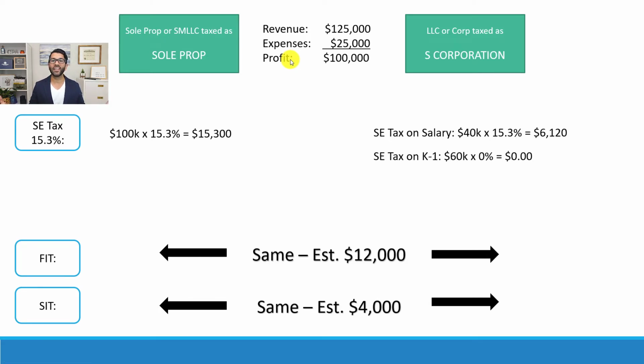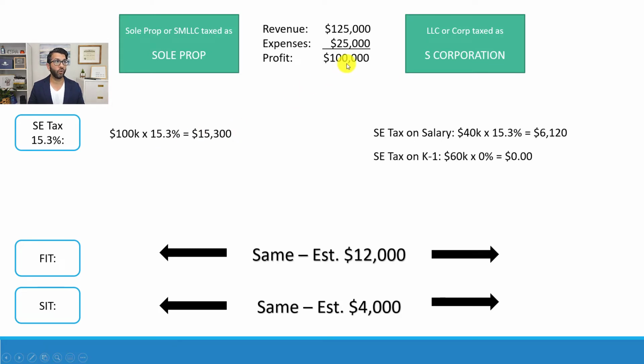So you might be asking, what taxes do you pay if you earn 100 grand of profit in a sole proprietorship type business? Well, you pay a couple different types of tax. You pay self-employment tax on this $100,000, and you're going to pay federal income tax. And if you live in a state that charges state income tax, you're going to pay state income tax. So let's look at some estimations about how much you would pay.